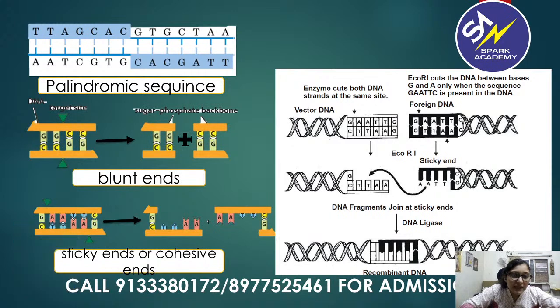Here, sticky ends, that means, one second, blunt end, that means these are blunt ends. Okay, if it is cutting from the same target point, cutting at both sides at the same point, then it will generate this type of blunt end. This is called blunt end, and this is called sticky ends, where single-stranded DNA is generated. That's why it is called sticky ends or cohesive ends.